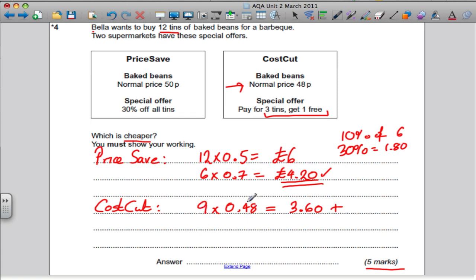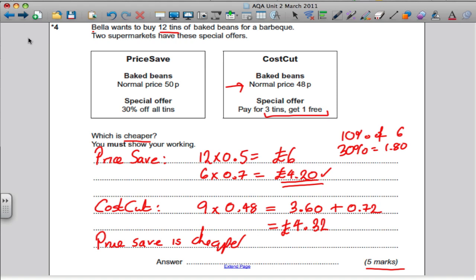9 times 8 is 72, so 9 times 8p is 72p. You add those together and you would get £4.32 for cost cut. Therefore, you've got to state which is cheaper. Price save is cheaper. That would get you the marks you require.